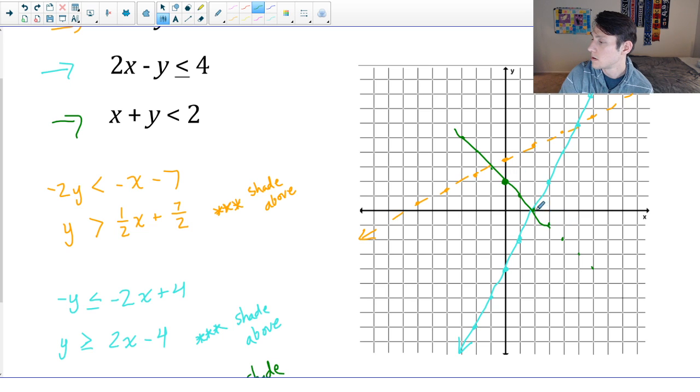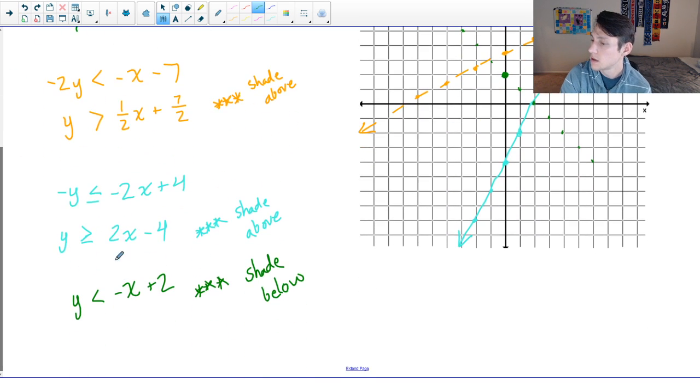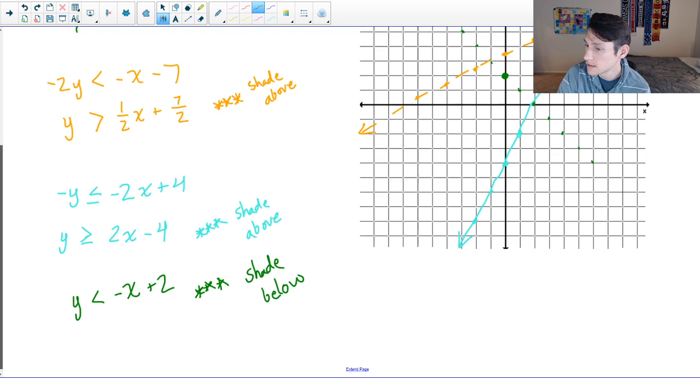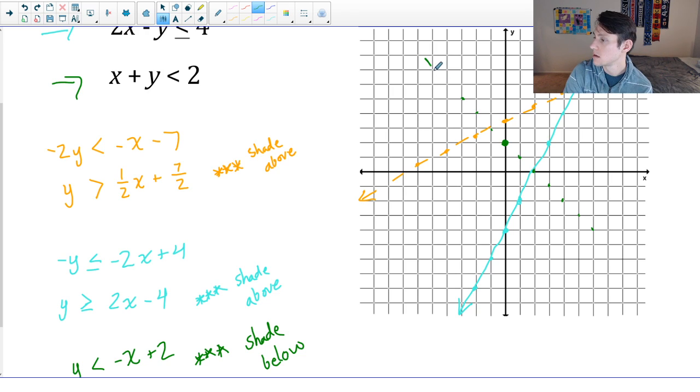Oh no. Oh, wait. I messed up. I was too busy worried about drawing a straight line that I forgot. This is just a less than sign, so it should be a dashed line, not a solid line. That will help mask how terrible my line is, because it shouldn't be connected anyways. Very smart.